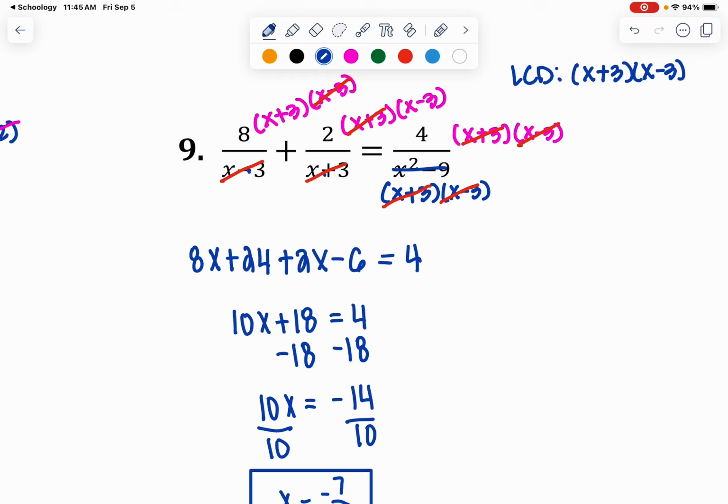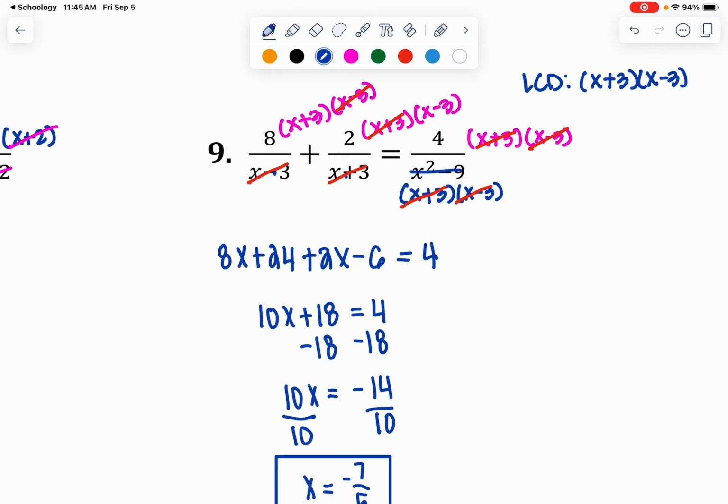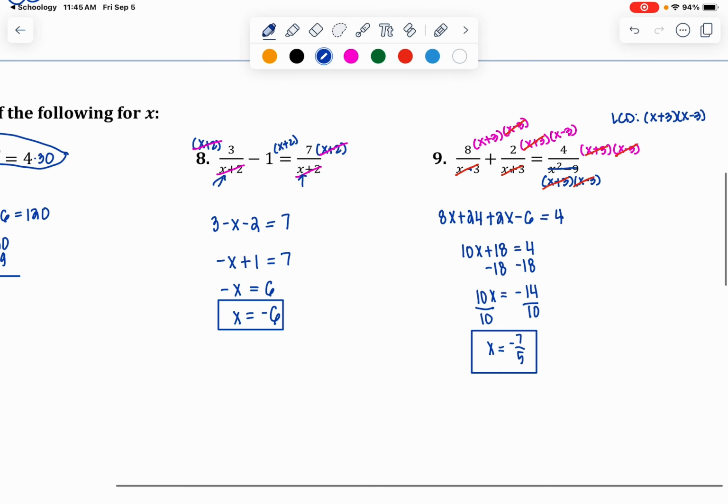8x plus 24, that's right. X plus 3 cancels. 2x minus 6, that's right. Those cancel, that cancels. That's 4. It looks good to me. 10x, 18. Minus 4, 14, good. Okay.